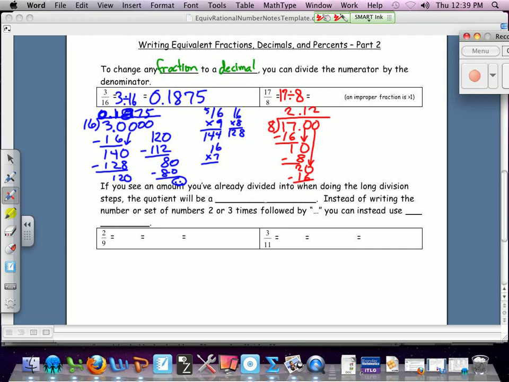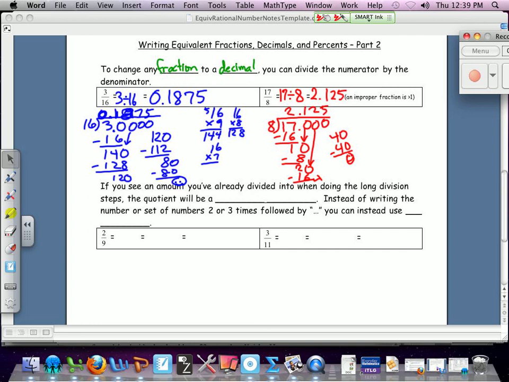Now I'm going to bring down another 0, and I'm going to say how many times does 8 go into 40? 5 times, because 8 times 5 is 40. And that means smiley face. Yay! So 2.125. Can you say smiley face over and over again? Smiley face, smiley face, smiley face. Yay! Okay. You lost an eye.